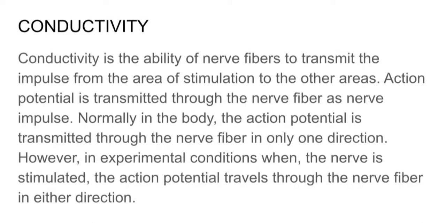Conductivity. Conductivity is the ability of nerve fibers to transmit the impulse from the area of stimulation to the other areas. Action potential is transmitted through the nerve fiber as nerve impulse. Normally, in the body, the nerve impulse is transmitted in only one direction. However, in experimental condition, when the nerve fiber is stimulated, the action potential travels through the nerve fiber in either direction.